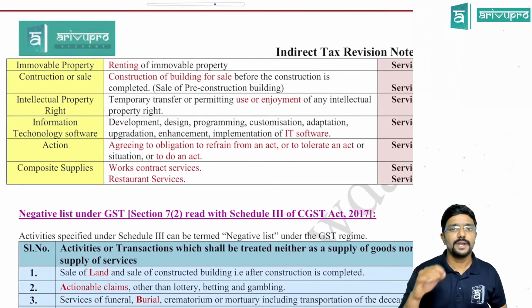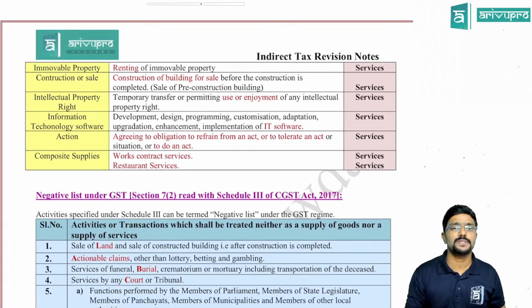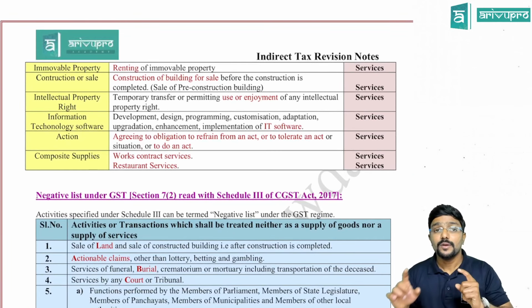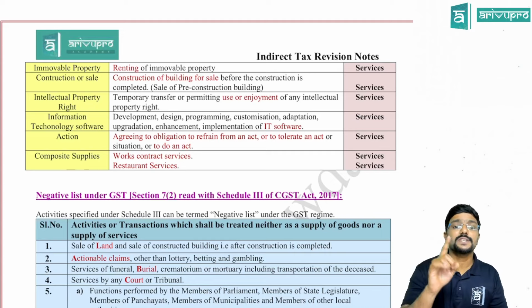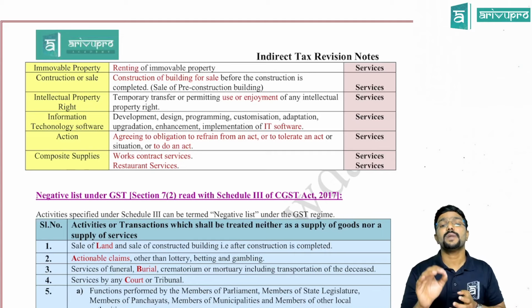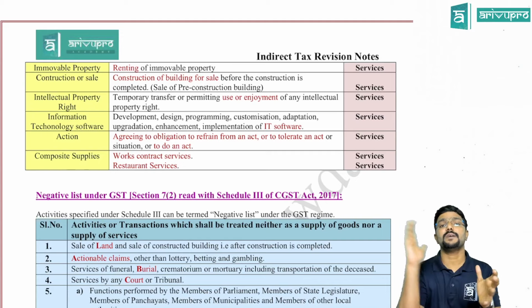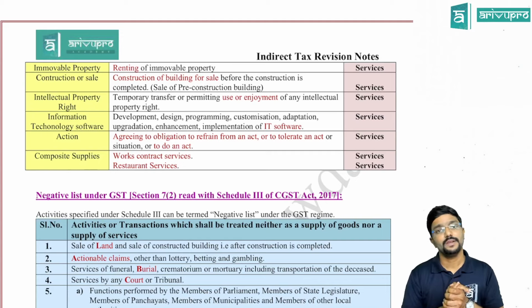Immovable property. Renting of immovable property is always a supply of services. Construction or sale. Construction of a building for sale. If it is sold before the construction is completed, it is what? Supply of services. Sir, what if the building is sold after the construction is completed? It is covered in negative list.